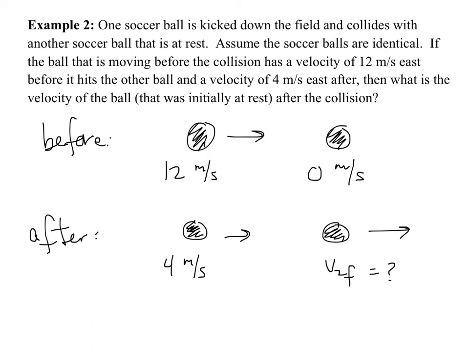So before the collision, we've got this first soccer ball, it's kicked downfield, it bumps into another one, the other one is at rest initially. Then afterward, the ball that was kicked downfield, its velocity decreases dramatically after the collision, and it goes somewhere, and we're trying to find out V2F. Take a guess, what's the answer you think? Why do you think it's 8?